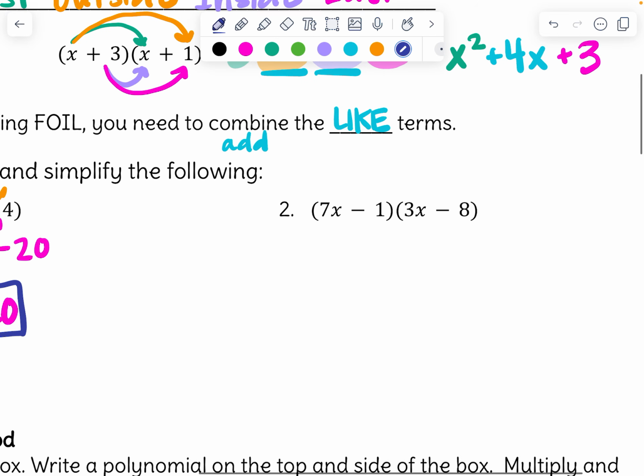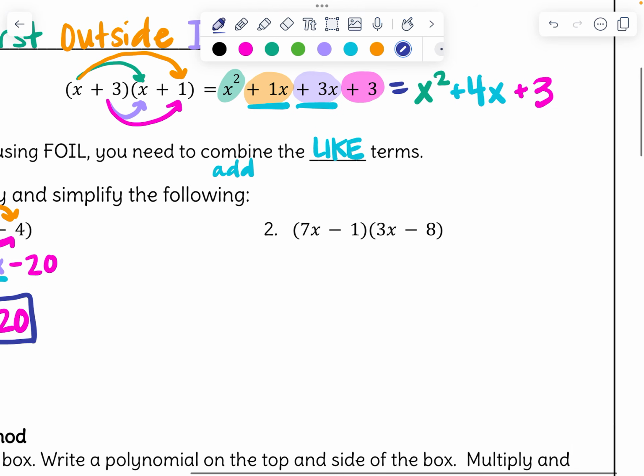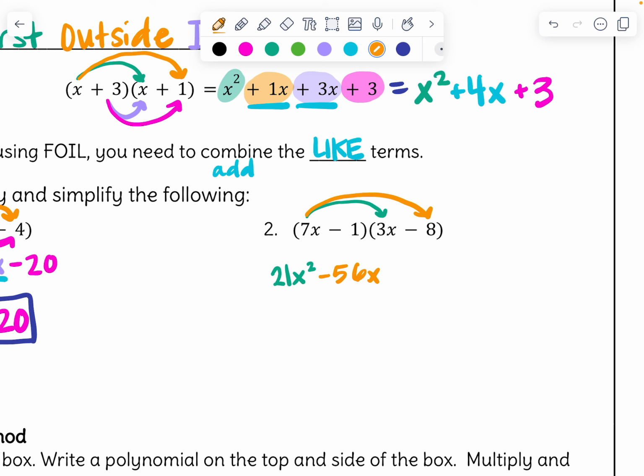Number 2. First, 7x times 3x. So remember, you multiply the coefficients, which is 21, and then x times x is x squared. Outside, 7x times negative 8 is negative 56x. Negative 1 times 3x is negative 3x. And negative 1 times negative 8 is positive 8. Add the like terms.